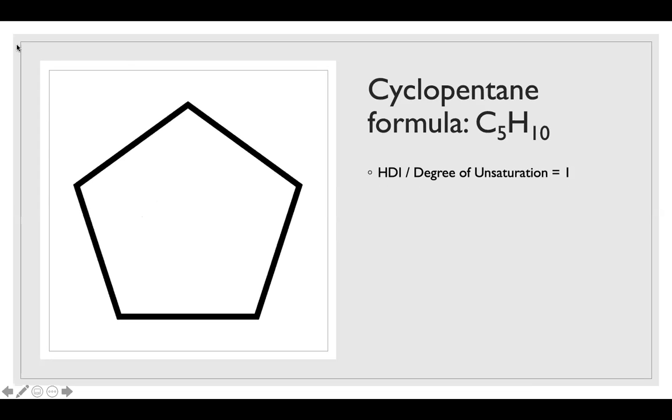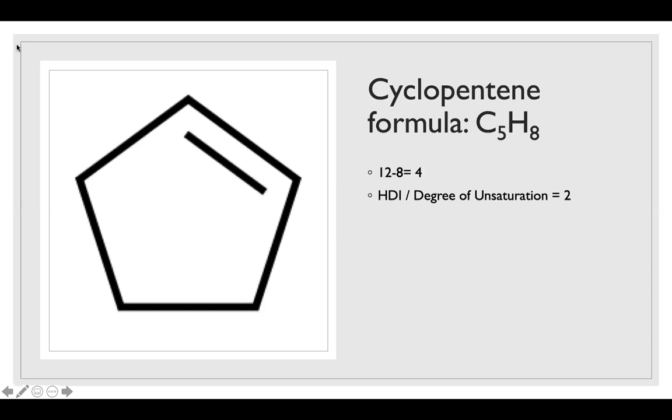Our next example is if we look at cyclopentane, which also has a formula of C5H10. And since we have the ring, that causes us to lose 2 hydrogen. And that 2 missing hydrogen will give us the HDI, or the degree of unsaturation, of 1.